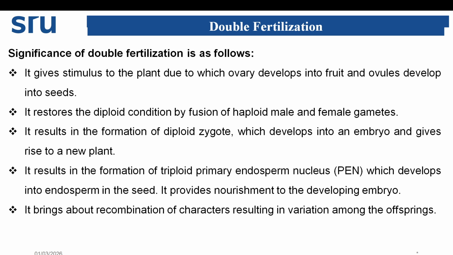It provides nourishment to the developing embryo. It brings about recombination of characters, resulting in variation among the offspring. So this is all about double fertilization.